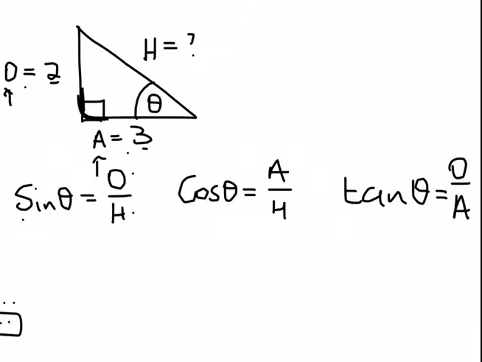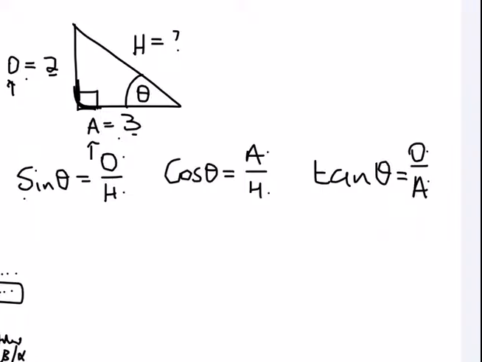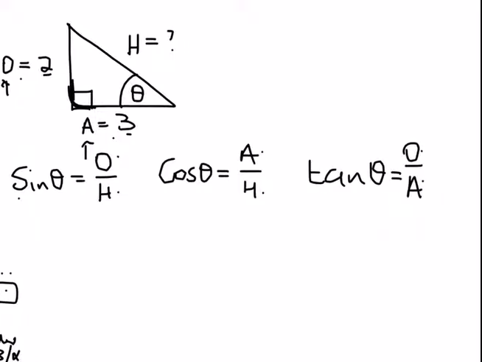No, it's not cos, because cos has adjacent and hypotenuse. It just has to be tan if it's none of those, because tan has opposite and adjacent. So that means the correct trigonometric ratio to use to calculate the angle is tan. Then you will say tan of an angle equals, the formula says, opposite over adjacent.